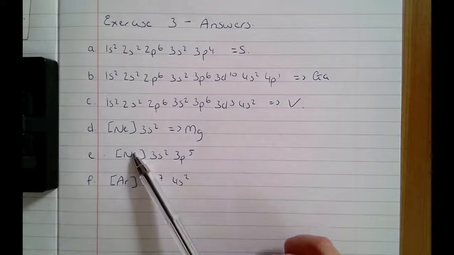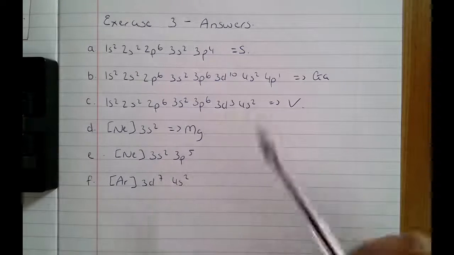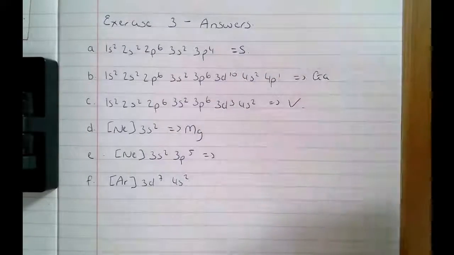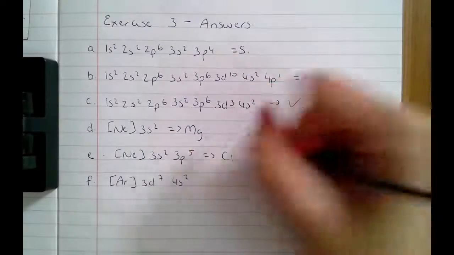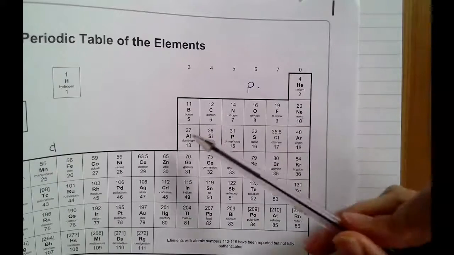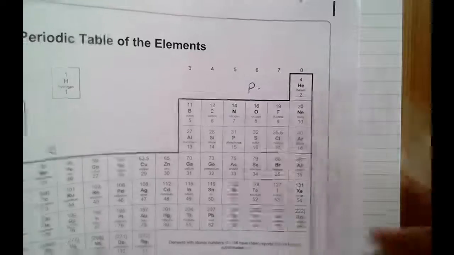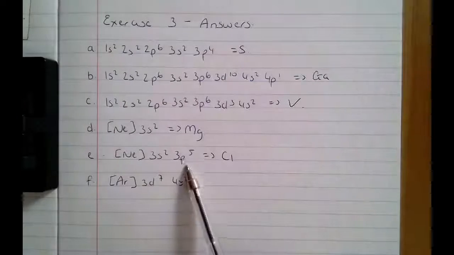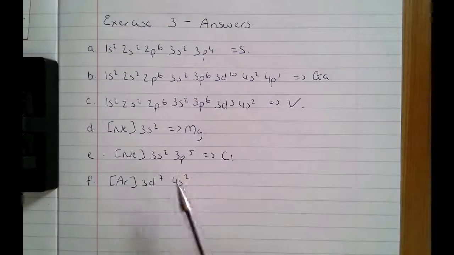Neon again is 10 and 2 is 12 and 5 is 17. The element with an atomic number 17 is chlorine. Chlorine is in period 1, 2, 3. It's a p block element and it's got 1, 2, 3, 4, 5 p electrons, which is what I've got here, 3p5 is my outer shell.